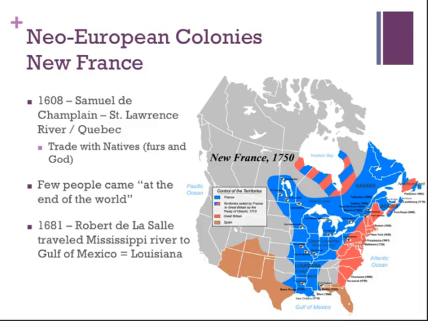By 1608, Samuel de Champlain explored the St. Lawrence River and Quebec into modern-day Canada. He traded furs with the natives, and also taught them the Word of God. Few people came, as it was at the end of the world, was kind of the thought process, that this area was the end of the world and not very many people would come. By 1681, you have Robert de la Salle, who traveled the Mississippi River to the Gulf of Mexico, and he found Louisiana.